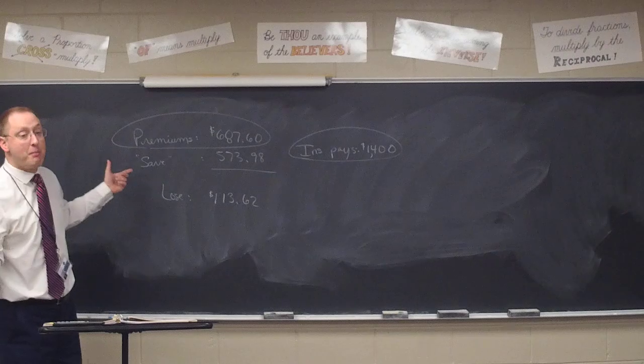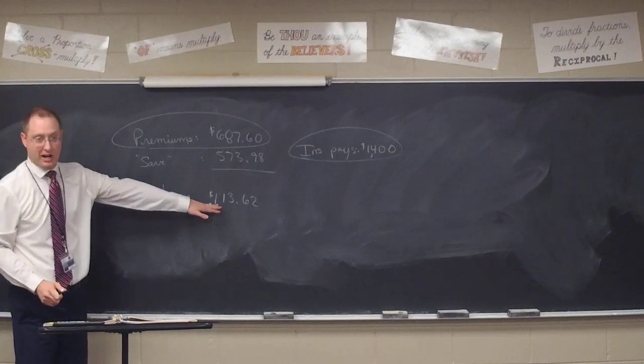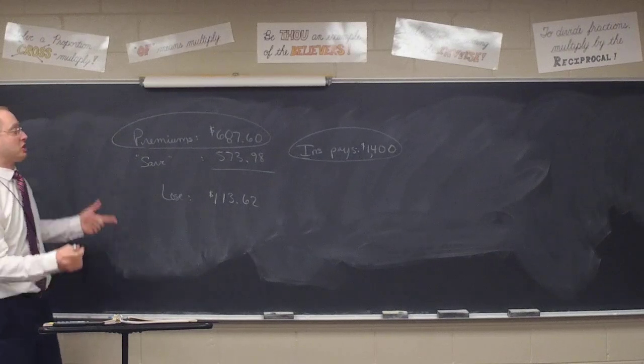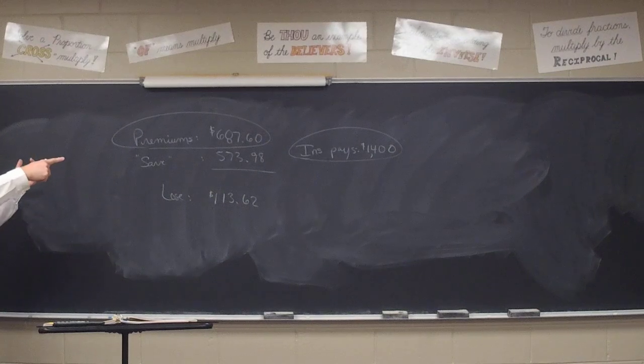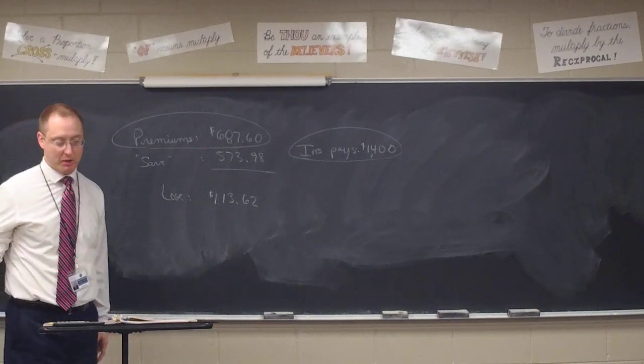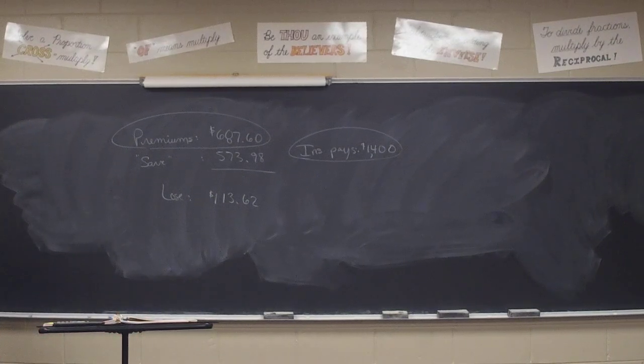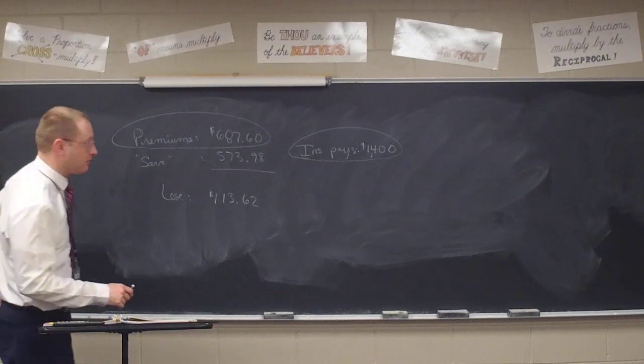So this year, did she save or did she lose? This year she saved money, didn't she? The previous year she lost a little over $100. This year she's saving money by having insurance, isn't she? So the question now is, how much does she save this year? She lost last year. This year she's saving because life happens. How much does she save, Corey?